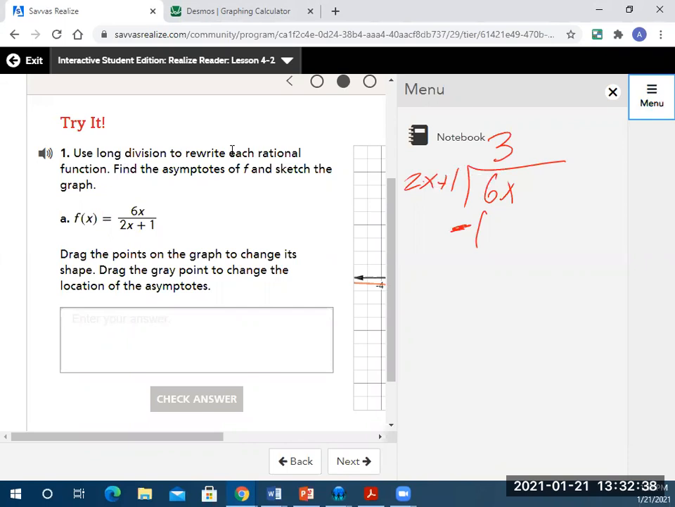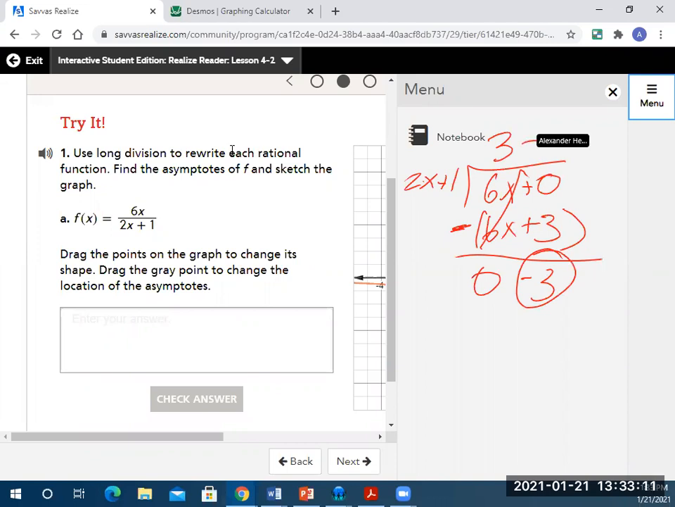subtracting, so I want it to be positive, right? Because I want +6 minus +6, right? So what's 3 times 2? 6x. And then what's 3 times 1? Plus 3. There's nothing here. I'm going to put a +0 just to help me through working this out. What's 6x minus 6x? 0. And then what is 0 minus 3? -3, right? So what is this right here? What's that called? The remainder, right? So minus 3 over 2x plus 1.